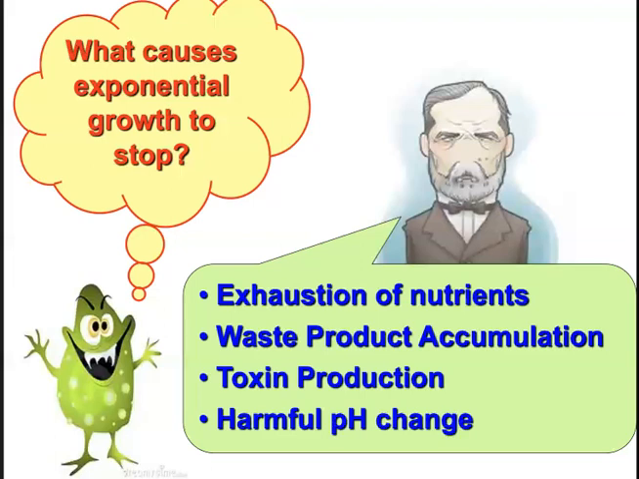Third, there would be toxin production. Toxin production may be due to an interaction of the chemicals within the environment. Or it could be produced by the organisms themselves. Or it could be because of the waste products present. And then all of these would lead to harmful change in pH. The presence of the waste materials as well as the toxins can cause changes in the pH, which would be harmful to the organism as well. So again, the reasons why there's a drop in the bacterial growth curve is because of exhaustion of the nutrients, waste product accumulation, toxin production, and a change of the pH in the environment.